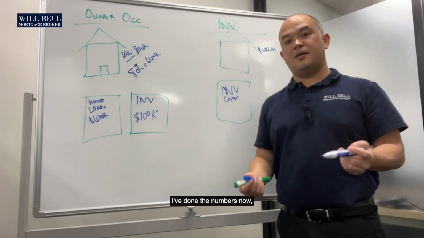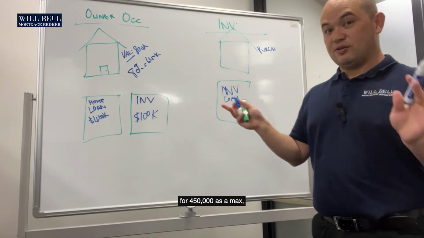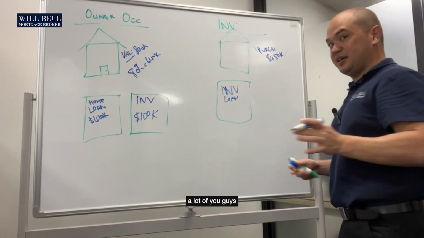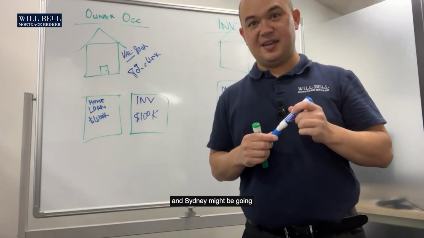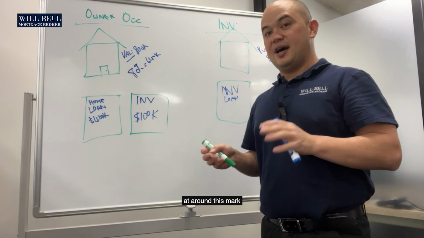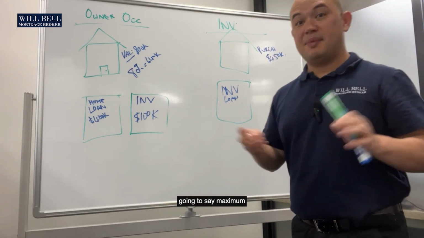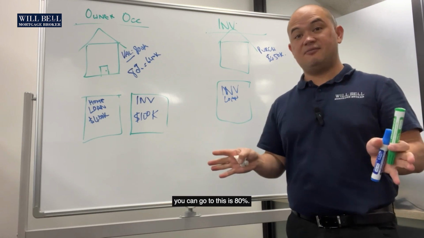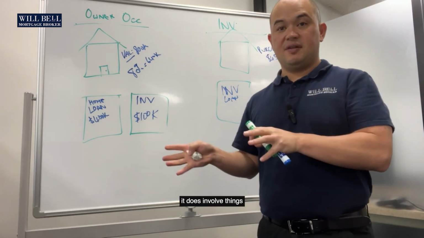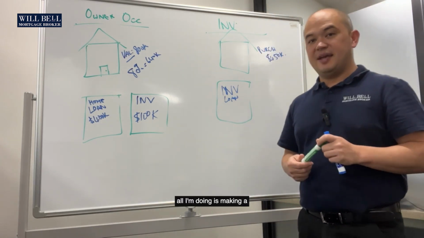So let's say I've done the numbers now and I've said, look, you can purchase for $450,000 as a max for your investment property. Firstly, a lot of you guys in Melbourne and Sydney might be going, $450,000, that's not very much, but actually quite a lot of properties are bought at around this mark around the nation. $450,000, the bank's going to say the maximum you can go to is 80%. Now, a little side note here, you can go higher. It does involve things like lender's mortgage insurance. For this example, all I'm doing is making it a bit simple.